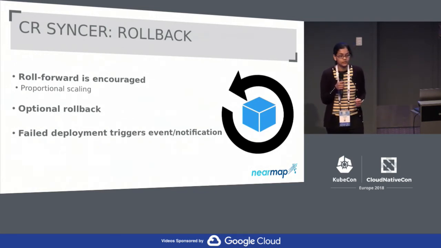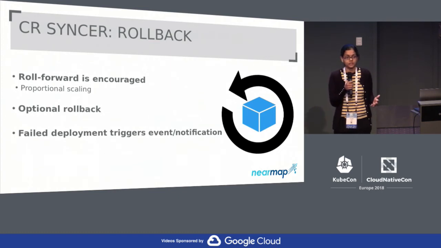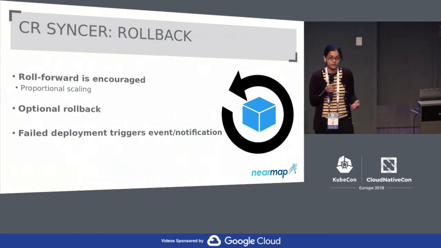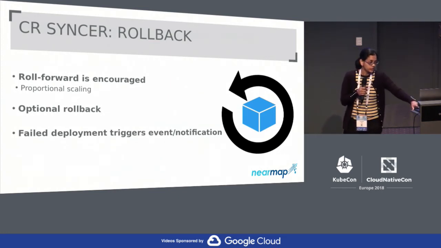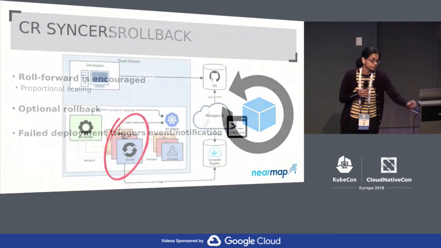But more importantly, we notify for a failed rollout, and that could be plugged into any of your notification engines, Slack or PagerDuty or any of the systems that you use. So that's handy to come in and manually intervene should the need be.